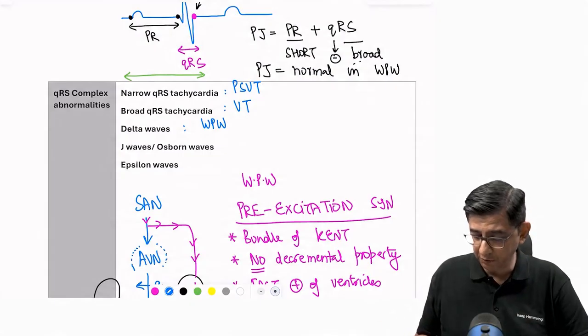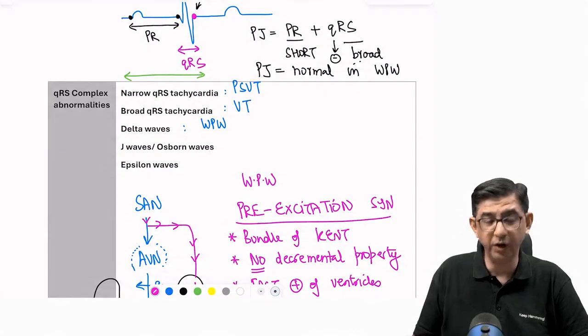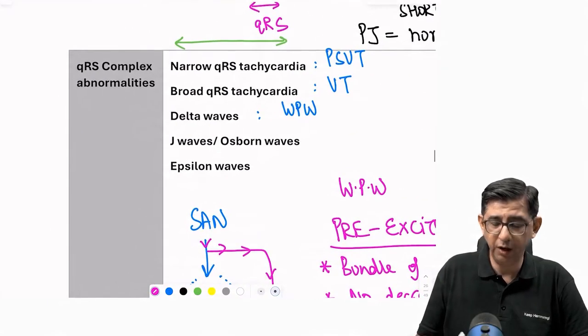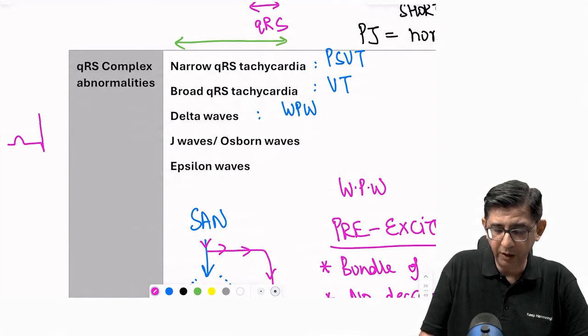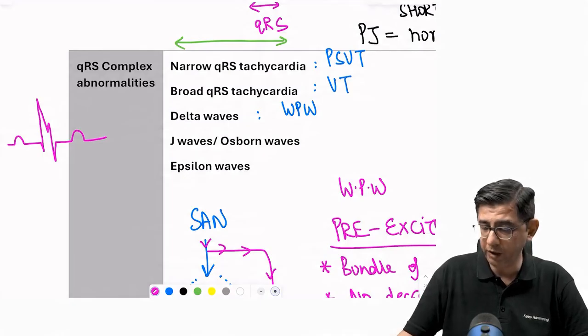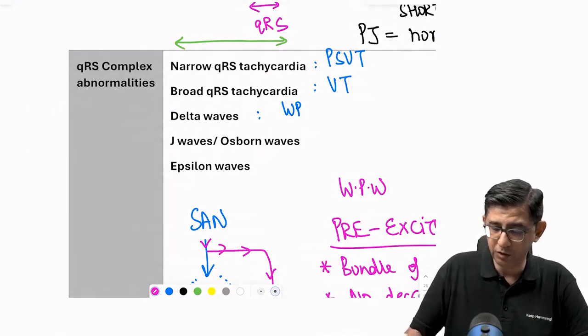J wave or Osborn wave is again a must-know fact for you guys. So I'll just draw this on the left, first J and then epsilon. This is a soldier. He was buried under ice. He was buried under snow because there was an avalanche at the Siachen Glacier. And what I have drawn at the moment is what is called an Osborn wave. I'll just draw this once again.